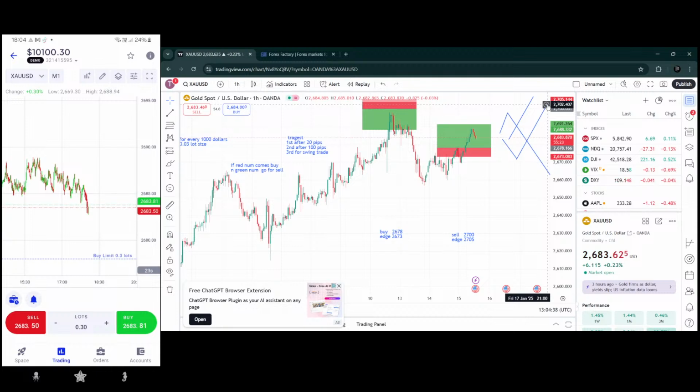Don't panic in any situation. Just be relaxed, calm your mind, and do the trade. You must do this, your mind has to be relaxed. If not, then you will not do the trade properly.